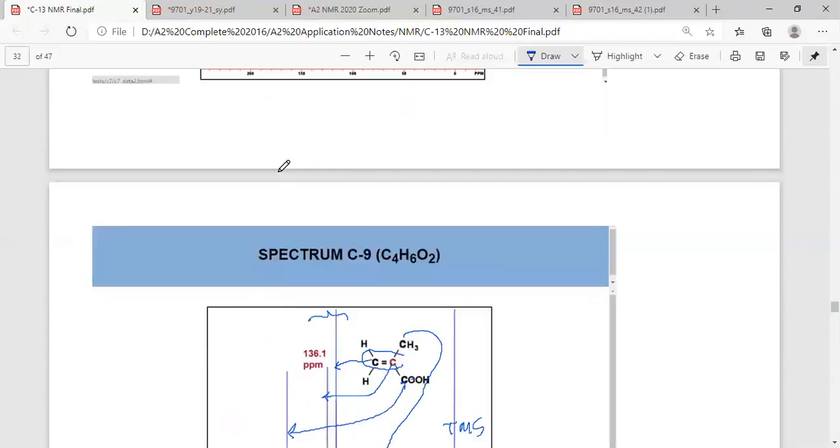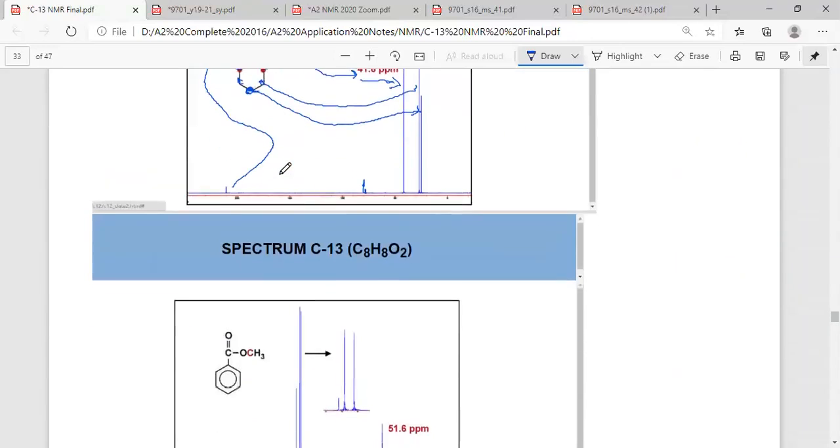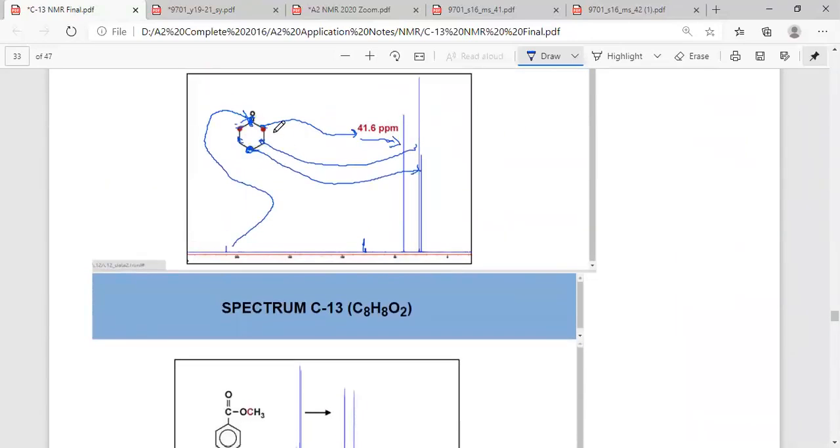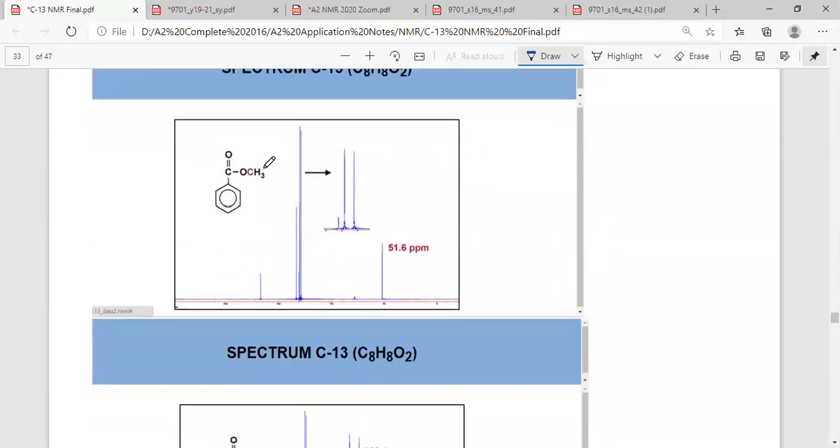No, it's not. Sorry about this. Okay, now remember this is all single bonds. This is not a ring, right? This is all single bonds, sp3. Now here is a ring.